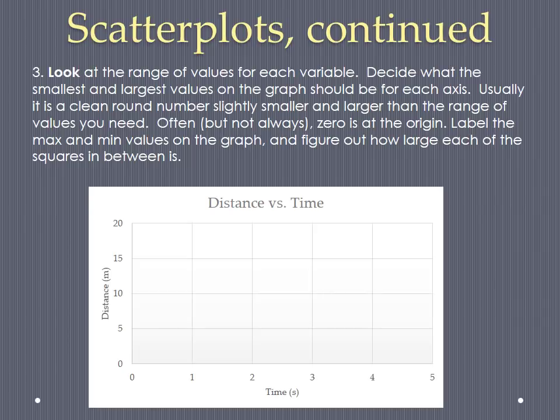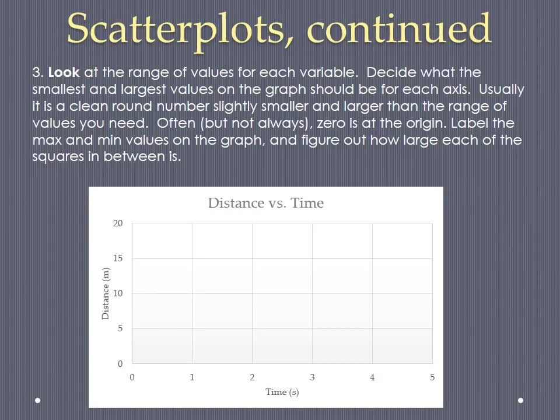So for this graph, we can start at 0 and go to 5 as the scale on the x-axis. And then for the y-axis, our smallest number is 2.2 and our largest is 13.6. So a good range for that could be 0 to 20.